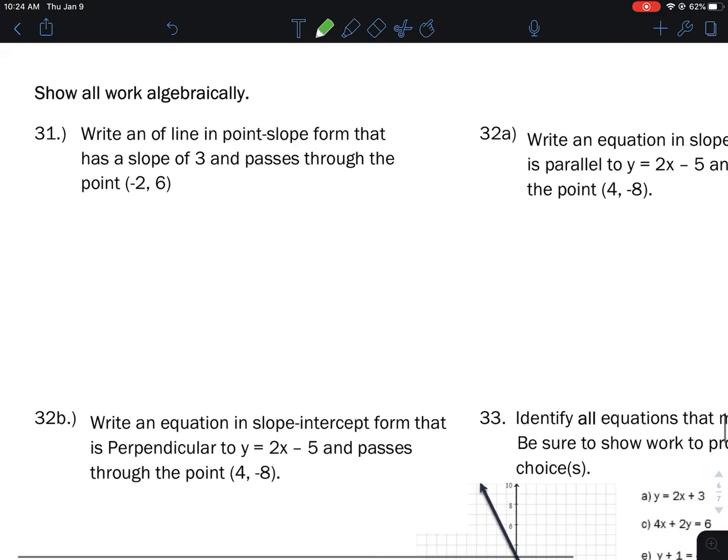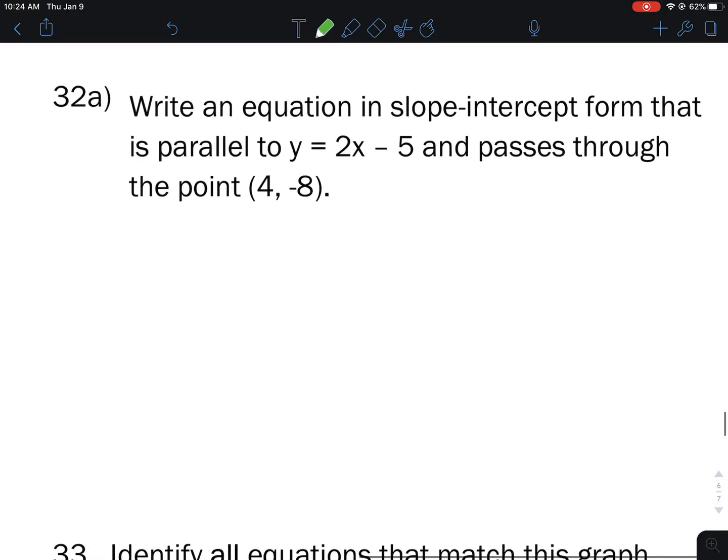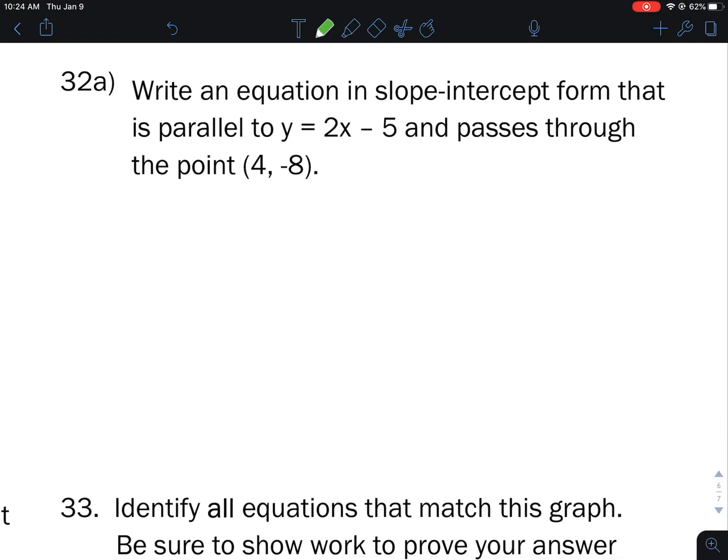Last page. All right. Okay, right. Oh, we're not doing this one. Point slope form. Don't worry about that one. I think I mentioned it, hopefully, to somebody. We'll do the second one.